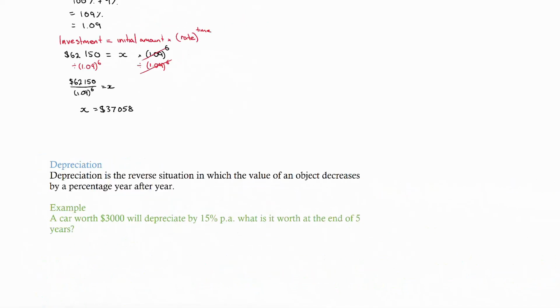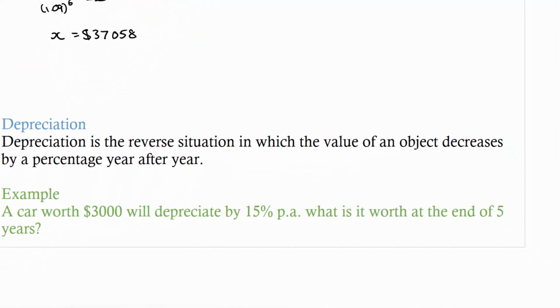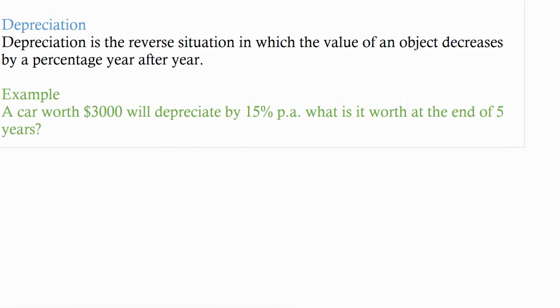Now sometimes you'll see that we're not actually increasing, we're decreasing. It has a special name and it's called depreciation. Depreciation is the reverse situation. It's where we're going down. Usually this happens to cars as a good example. So you have a car that's worth $3,000. It depreciates by 15% every year. What's its worth at the end of the 5 years?